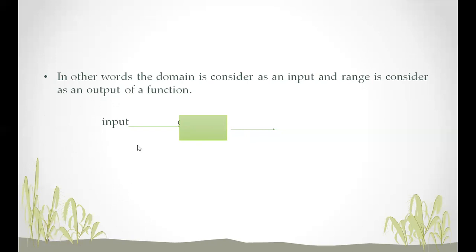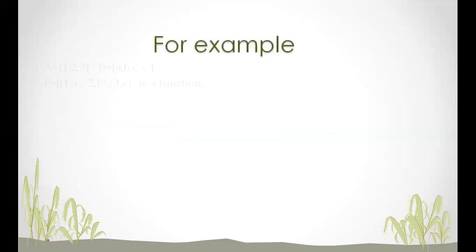The input or information which you give to the computer is your domain, and what the computer gives you as an answer is the range. The possibility of all the answers is our codomain. So we see another example of domain, range, and codomain.